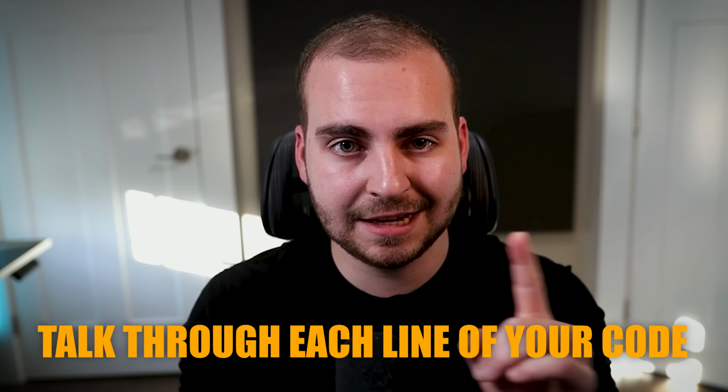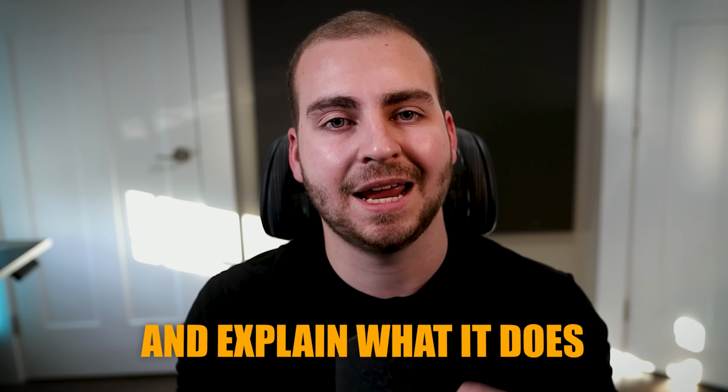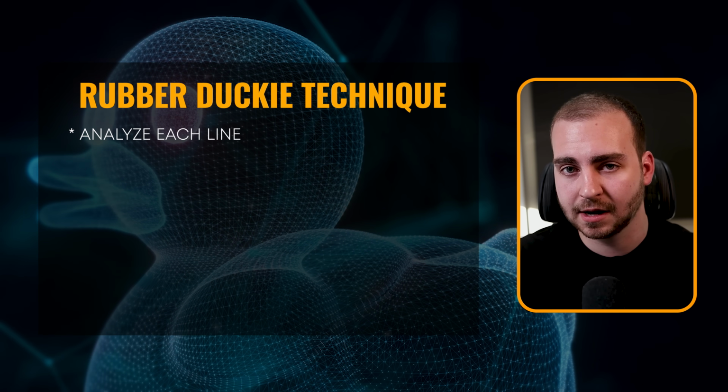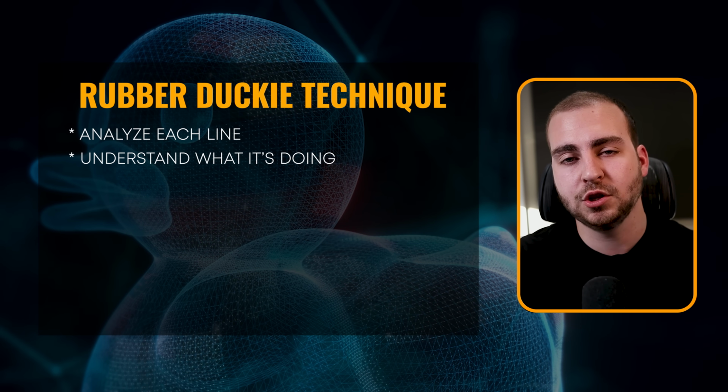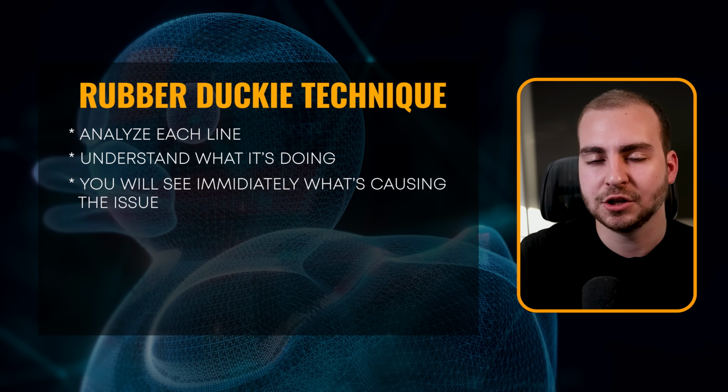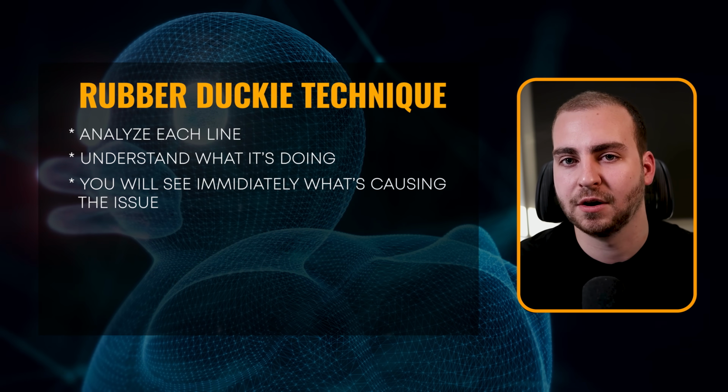So some people actually have a rubber ducky on their desk that they do this with. It could be any object. You don't need to have some object in front of you, but verbally out loud, talk through each line that you have in your code and explain what it does. Now, what this does is force you to actually analyze each line, understand what it's doing, and a lot of times when you have to explain something to someone else, you'll see immediately what's actually causing the issue.